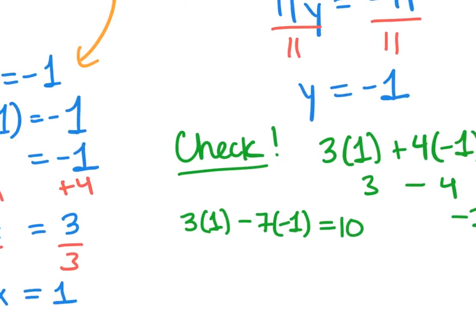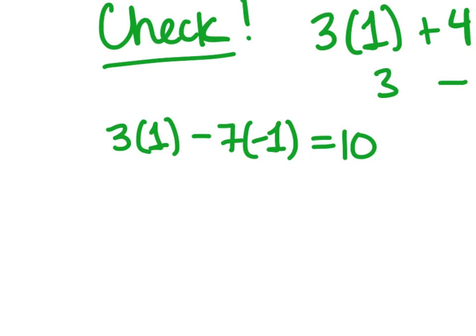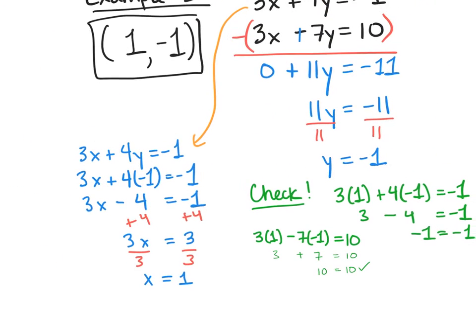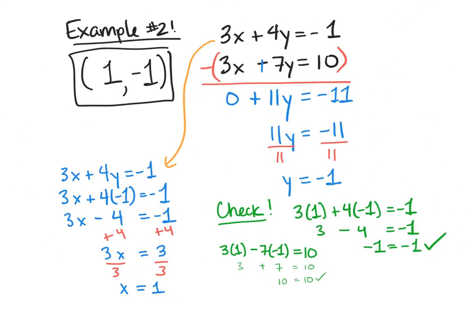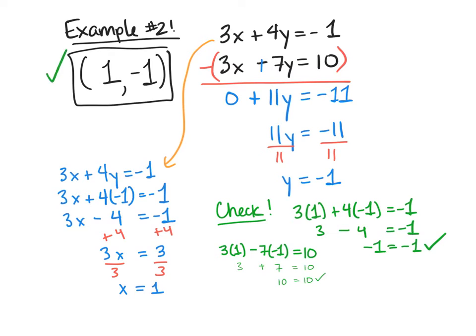And then watch this. We're just going to zoom into that. Woo! Technology! So 3 times 1 is 3. Negative 7 times negative 1 is a positive 7. And 3 plus 7 is, in fact, 10. Huzzah! Okay, so I have proved that both of those work, so I can feel really, really good about that answer, and I'm done. Okay, so now that's the general idea of elimination.